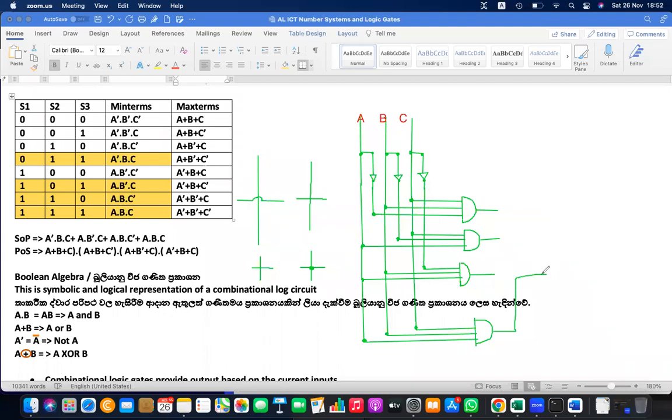Oh, sorry, it's my mistake. All four, you can bring them together, doesn't matter. Bring them together and send it through a single OR gate. That is enough, right? This is your SOP. This is your SOP. Let's see.